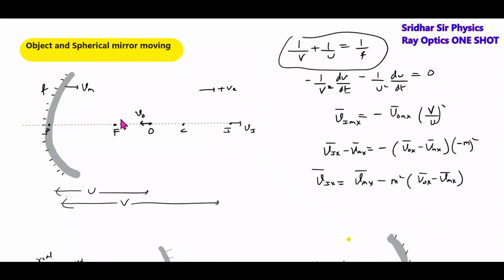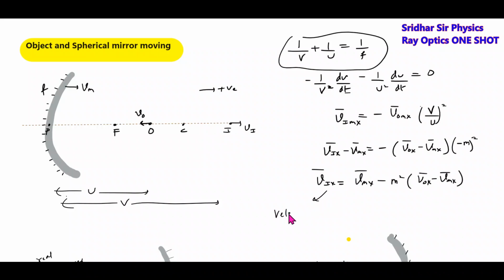The mirror also is moving. So based on this, we can write Vimx as du by dt, the velocity of the object with respect to the mirror along the x-axis. Then v square by u square will come here. Vimx, the velocity of the image with respect to the mirror along the x-axis, equals the velocity of the image minus the velocity of the mirror, equal to Vomx, the velocity of the object minus the velocity of the mirror. Then solving, the velocity of the image is given by this formula.